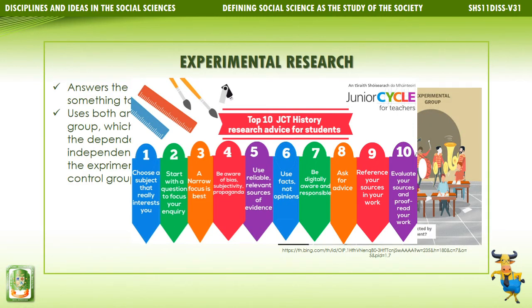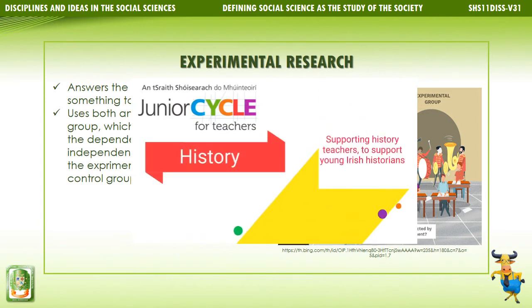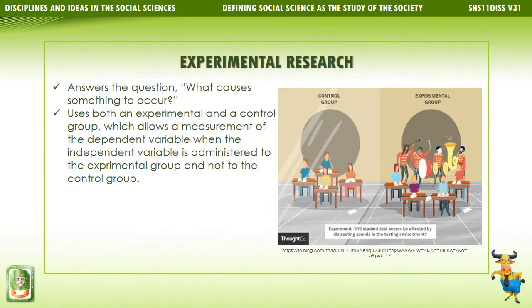Experimental research. This type of research answers the question, what causes something to occur? This design uses both an experimental group and a control group, which allows a measurement of the dependent variable when the independent variable is administered to the experimental group and not to the control group. Example: a study on the effect of sleep deprivation on health and productivity.